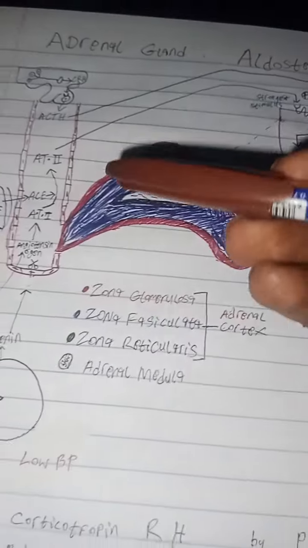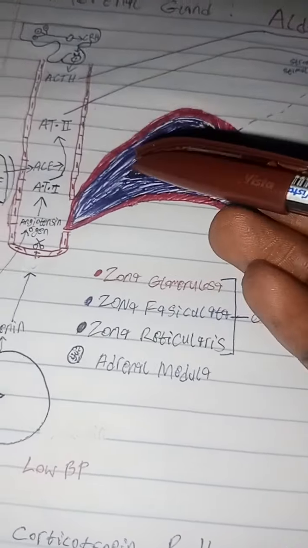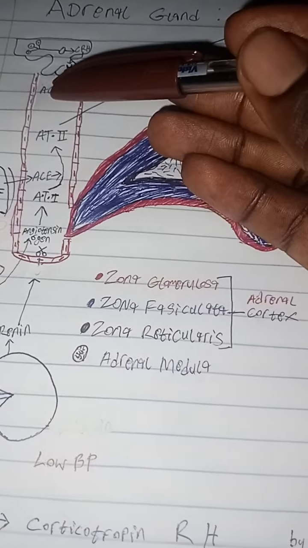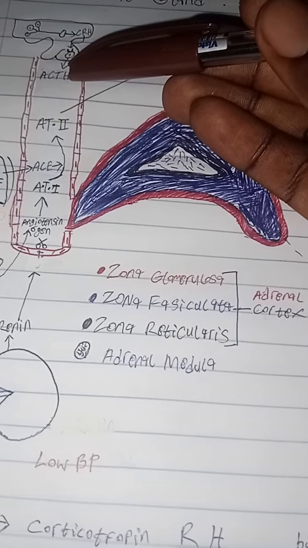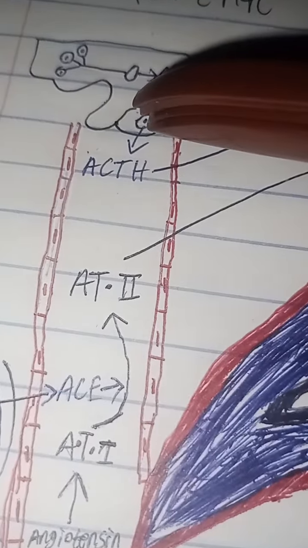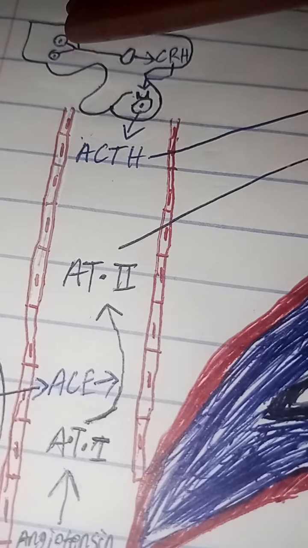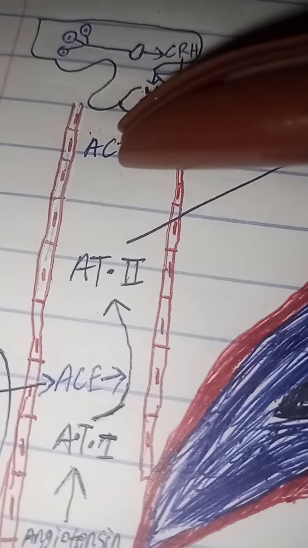The second stimulus, which is not as strong, actually the weakest stimulus, is ACTH. Now ACTH is adrenocorticotropic hormone, which is produced by this cell here, called the corticotrope. What happens is the paraventricular nucleus produces CRH, which then stimulates this corticotrope to produce ACTH.